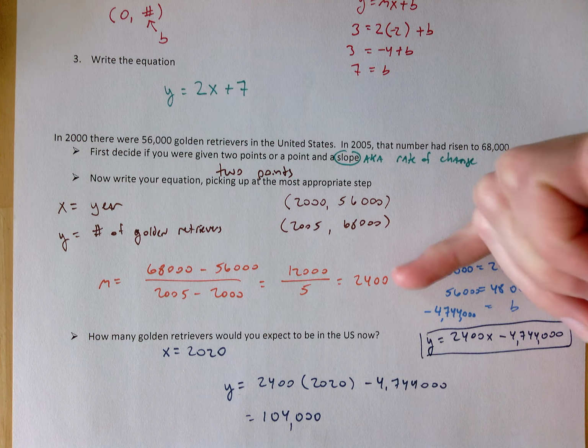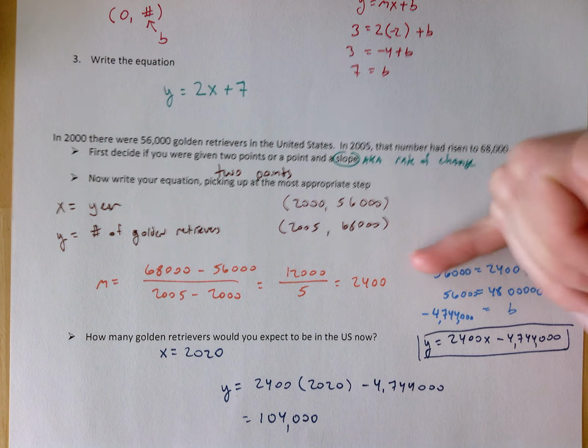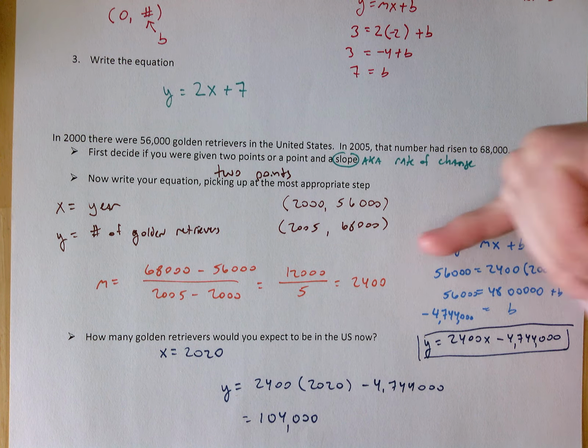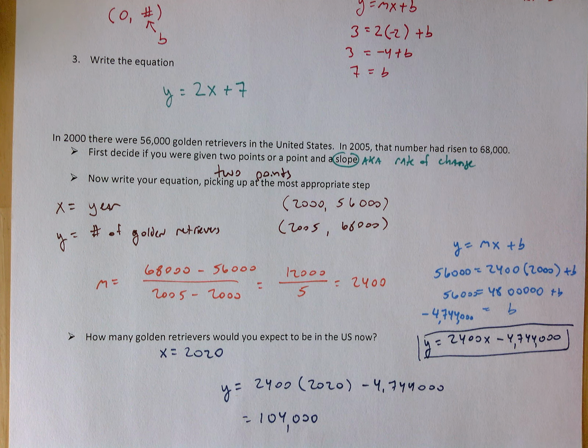Okay, when we say that our slope is 2,400, I want you to be able to tell me that that means that every year we're adding about 2,400 golden retrievers. Okay, I want you to be able to tell me what the y-intercept is and how that makes sense in this problem, or how it does not make sense in this problem. Okay, so those are the big things that you really want to make sure that you're focusing on in this unit.